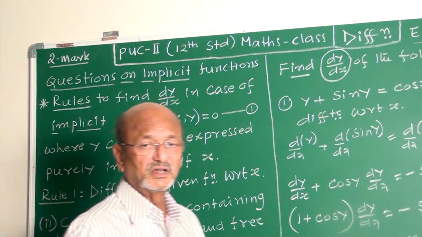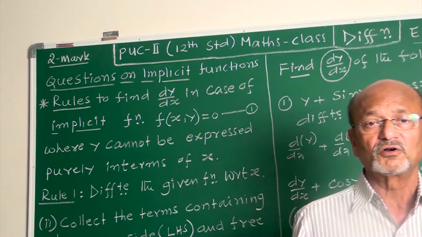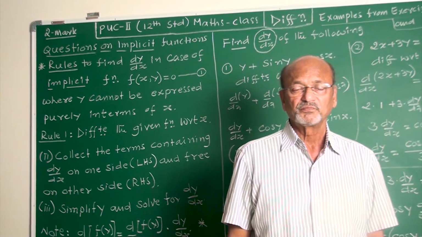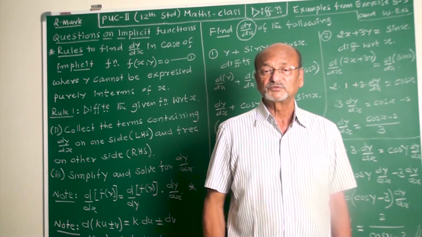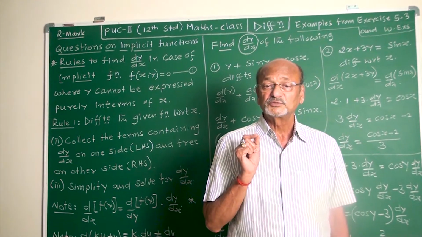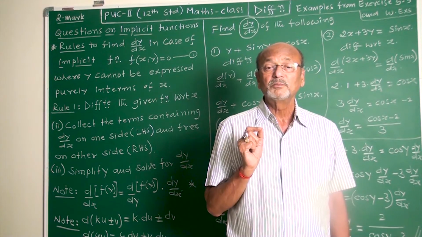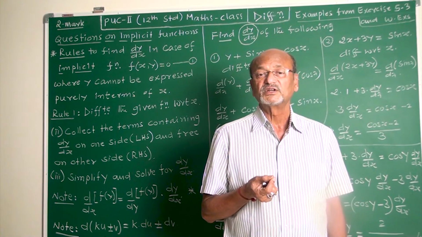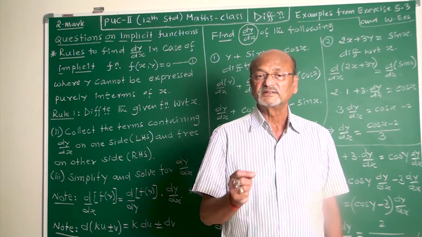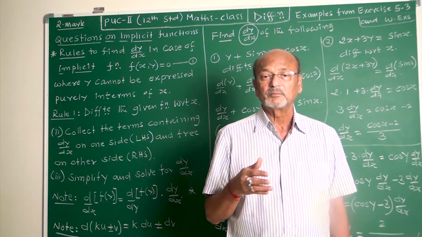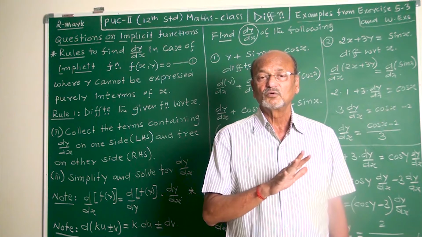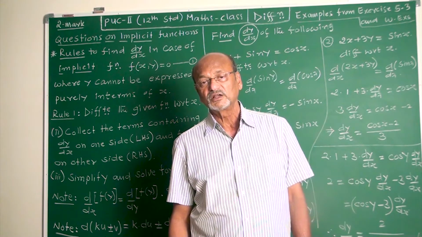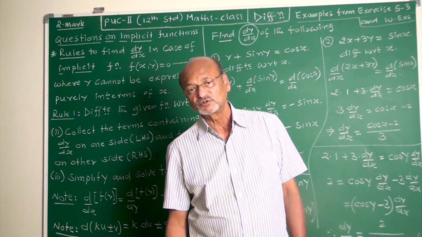Already, my friends, you have everything. I have done videos on differentiation of implicit functions. In that video, I explained what is meant by an explicit function and what is meant by an implicit function. Then I gave the rules to differentiate implicit functions, and I have done examples under 2 mark and 3 mark questions. There is no chance of 5 mark questions, only 2 and 3 mark questions on implicit functions.